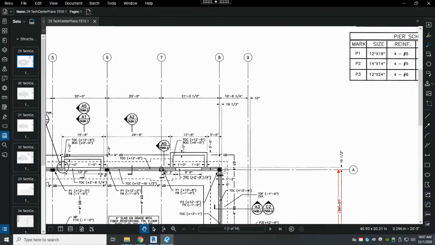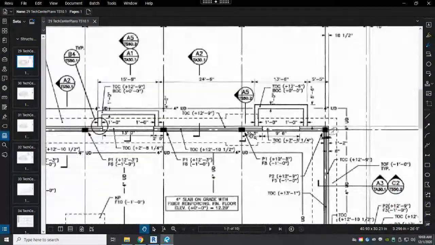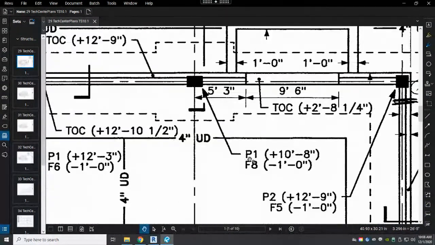That's the only column that can be column 7A because it's located right there at the intersections of those two column lines. So it's a really great way to be able to label and identify a column. The column is being called out as P1 or pier. Piers or columns can be interchangeable. Piers usually means that it's made of concrete. A column might be steel, but they're more or less interchangeable.